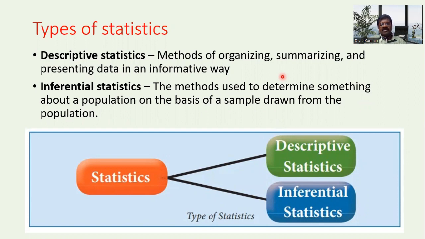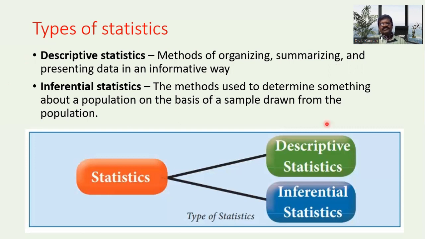This part of statistics we call descriptive statistics, wherein you are not going to infer anything or conclude anything from the data. But the other type of statistics we call inferential statistics. In this you determine something from a sample drawn from the population. All studies which have a hypothesis will involve inferential statistics.